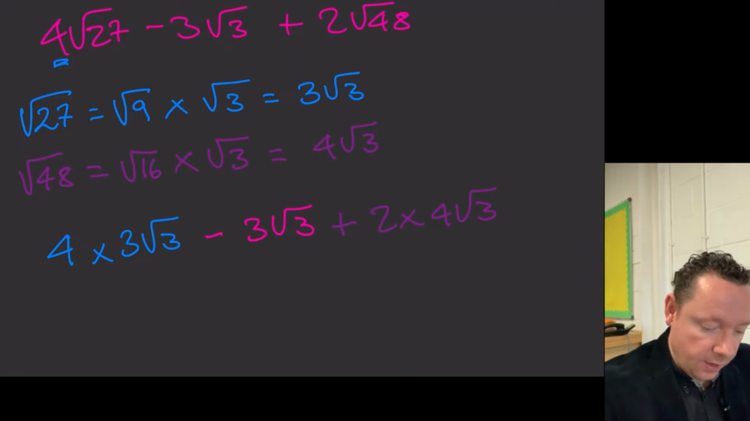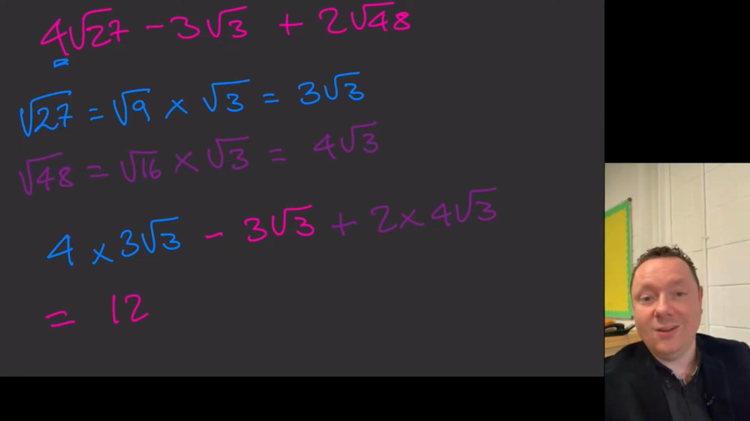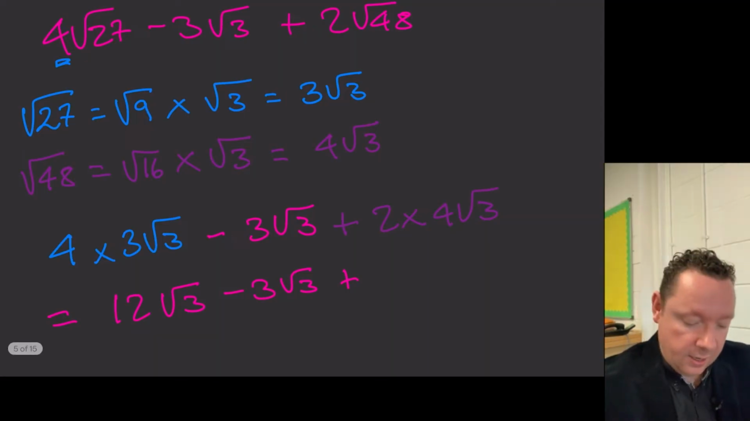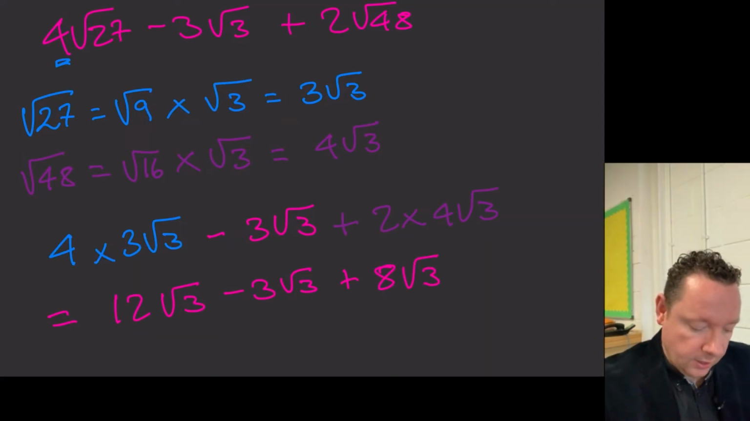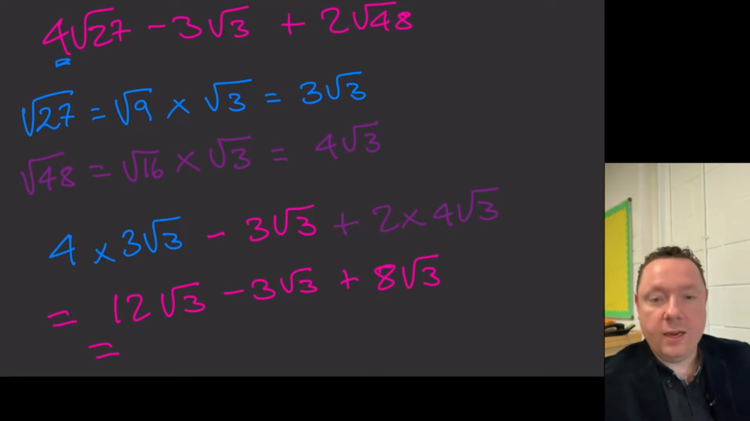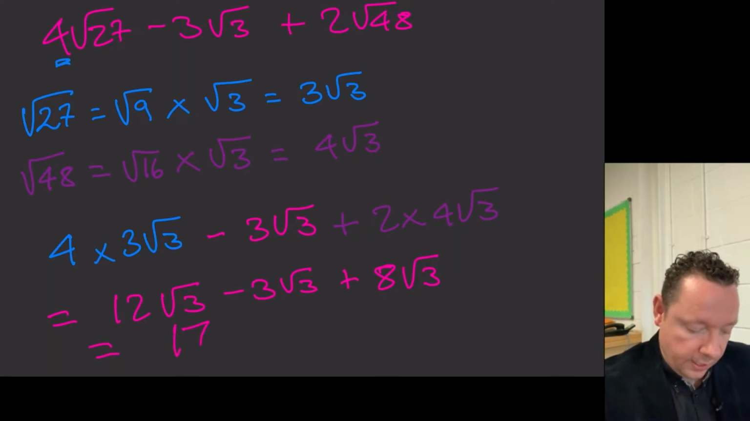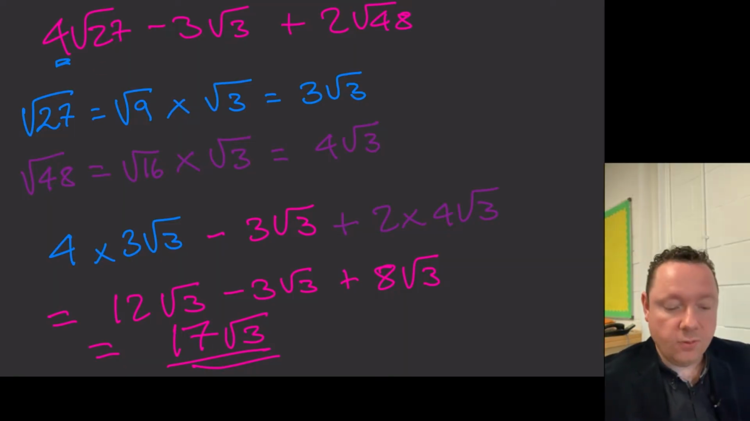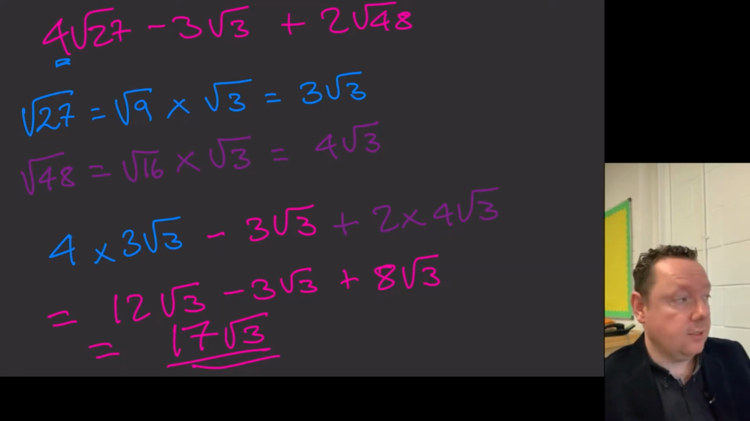So now we need to simplify that. I'm just going to use one colour for it all now. Well, 4 times 3 is 12, so I can times things outside. 12 root 3 minus 3 root 3 plus 2 fours is 8, 8 root 3, and now it's a nice simple one. 12 take away 3 is 9, 9 plus 8 is 17, so we get 17 root 3 as our final answer. Notice if you do end up getting two different roots, you'll just end up with an answer which is a mixed surd answer.